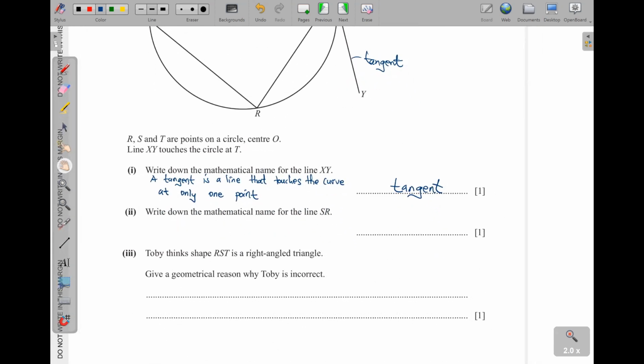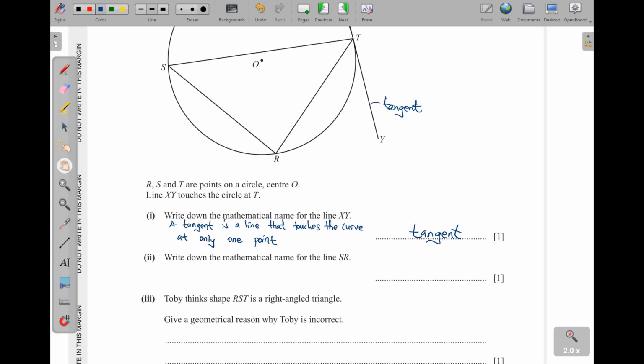Then write down the mathematical name for the line SR. SR, since this one is not passing through the center of the circle, is called a chord. Okay, this is called a chord.